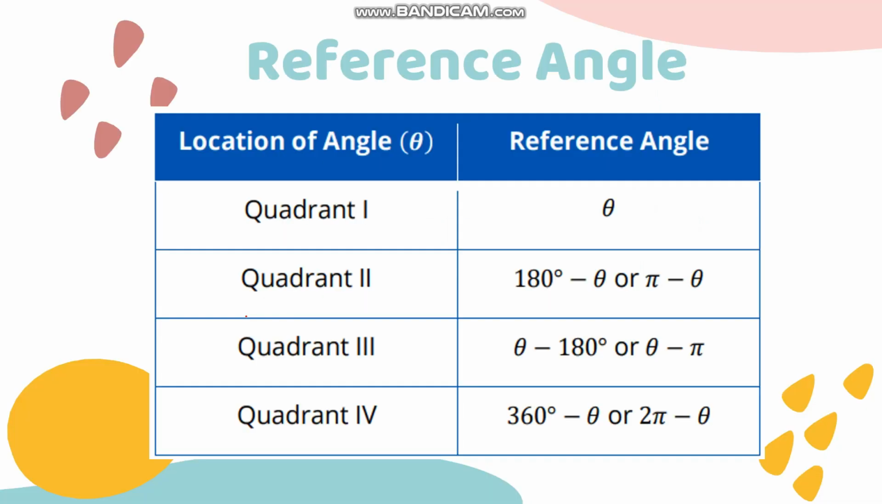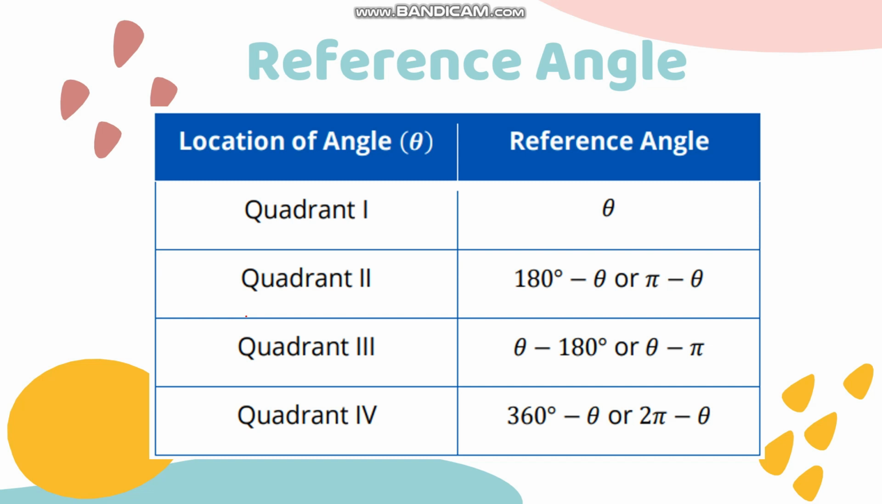And if the angle is in quadrant 3, all we have to do is get the theta and then subtract 180 from it, or theta minus pi. 180 and pi are just the same, the other one is just in radian form.